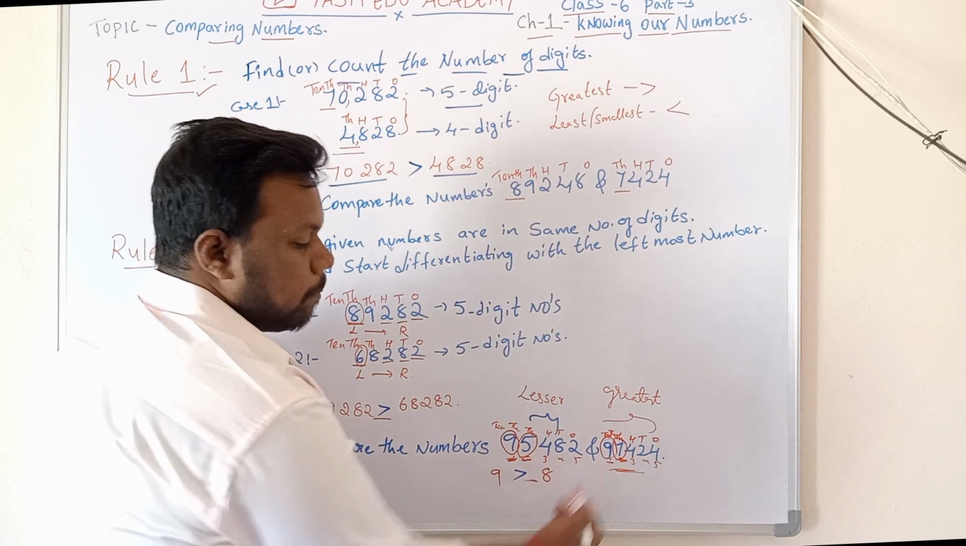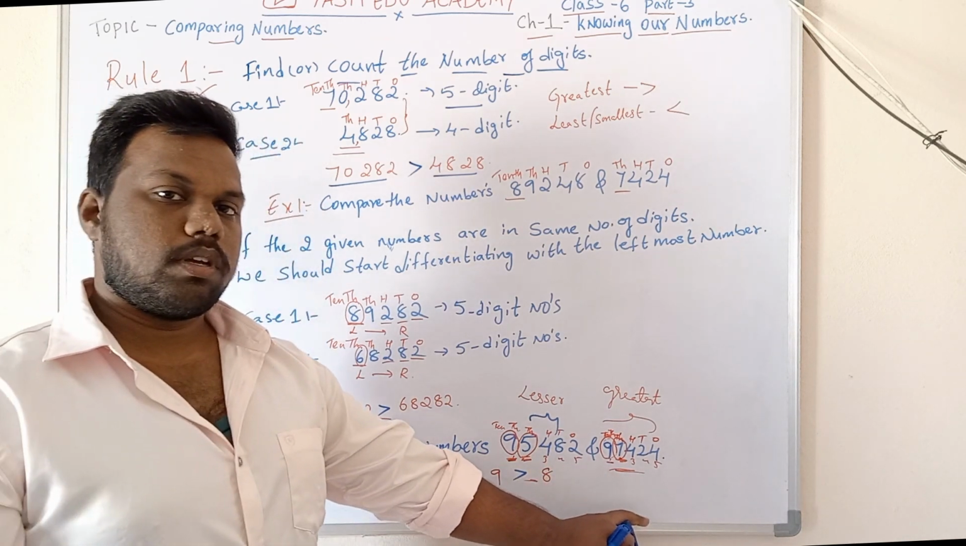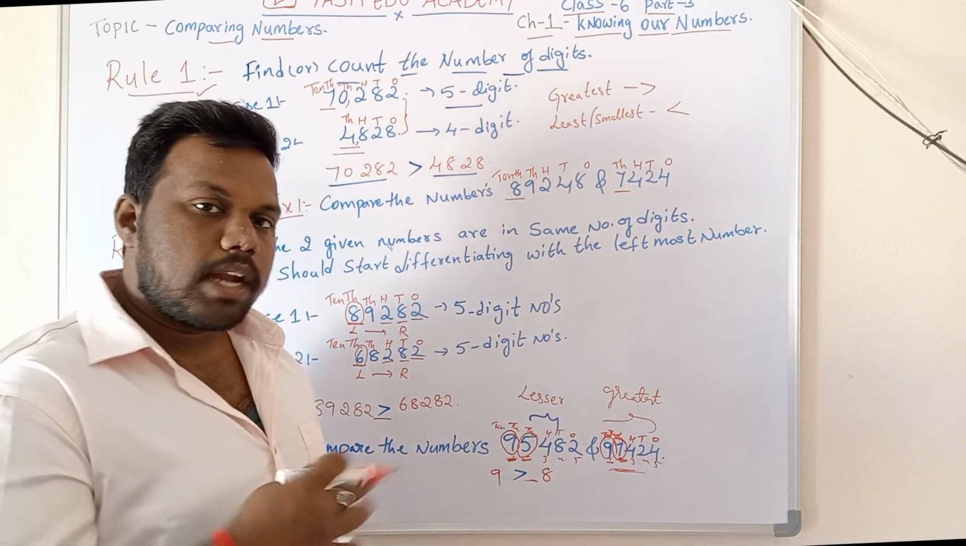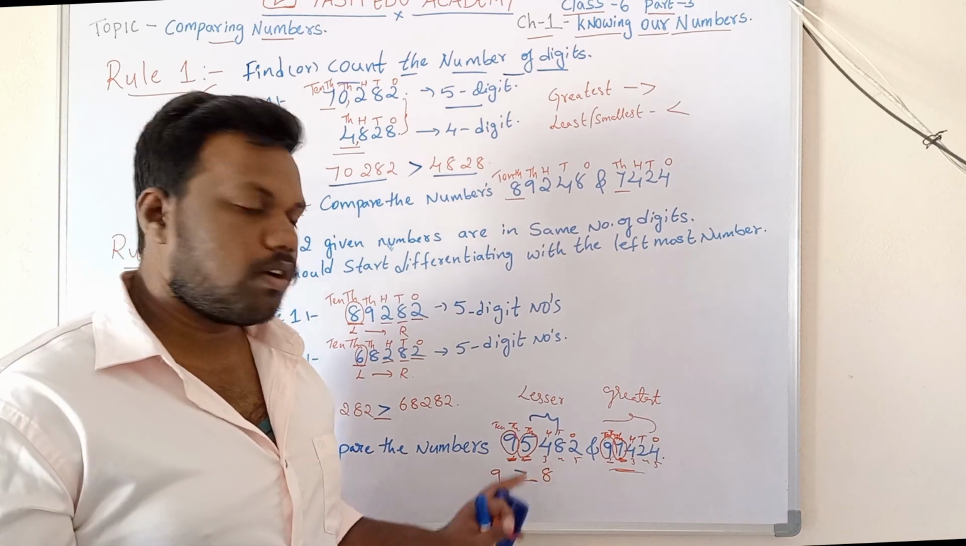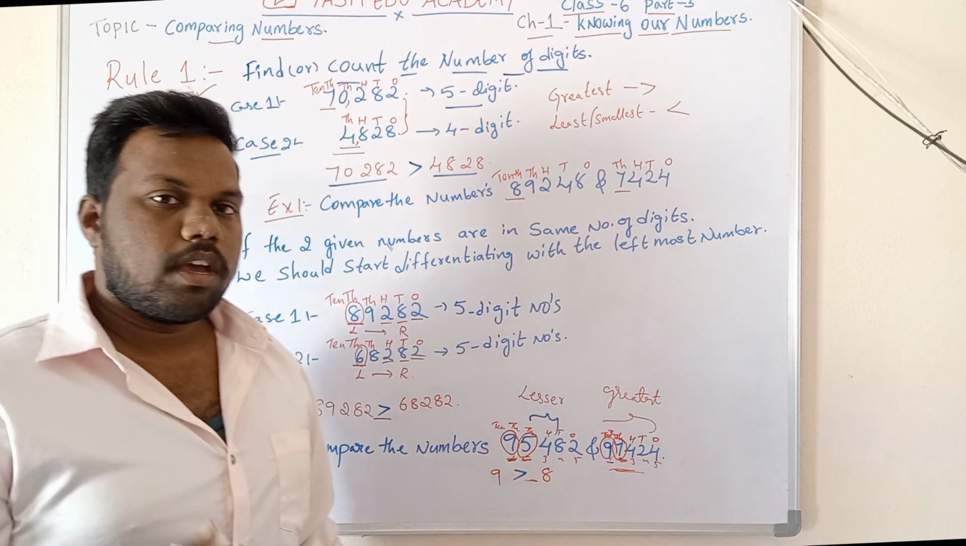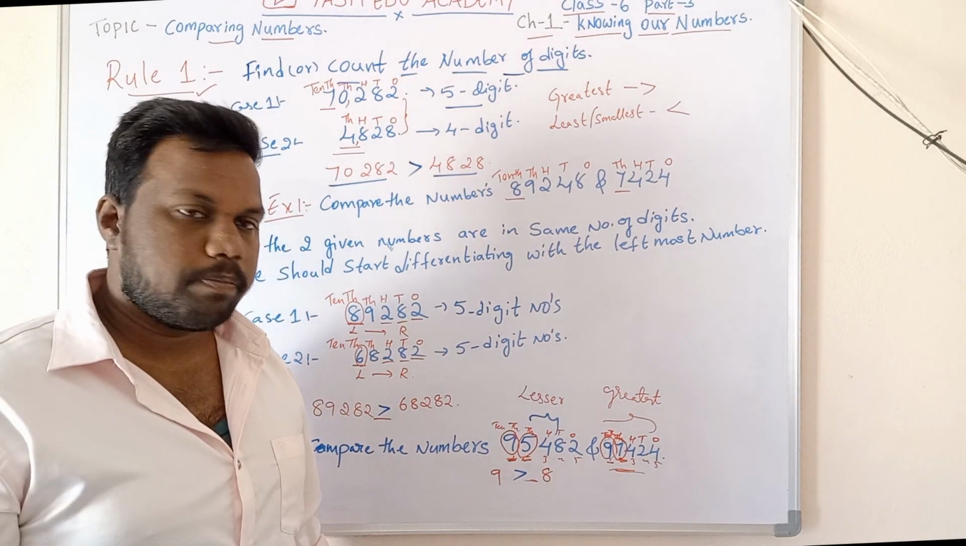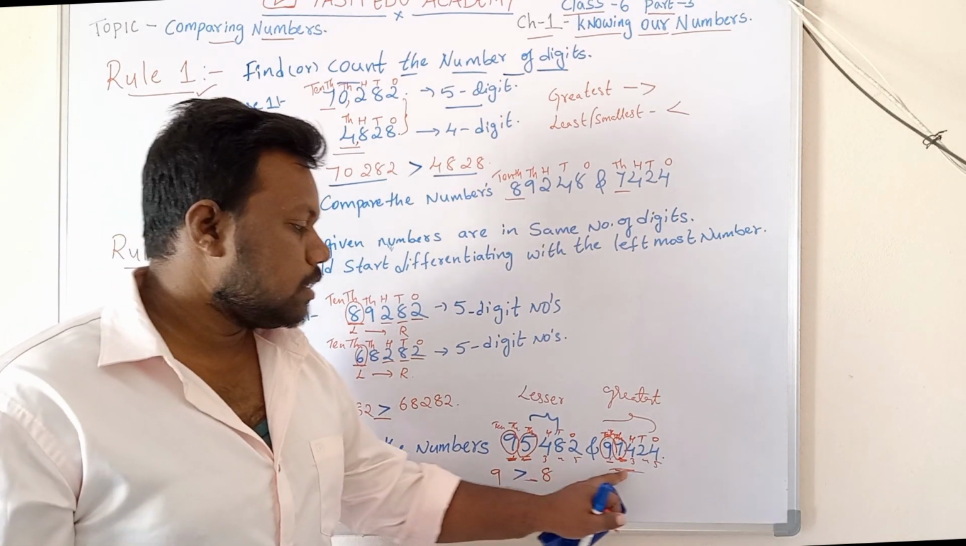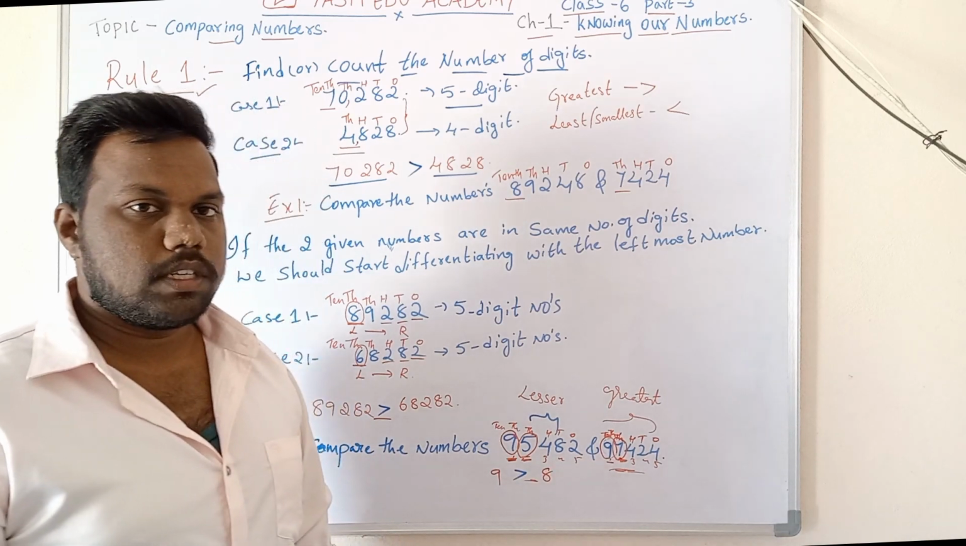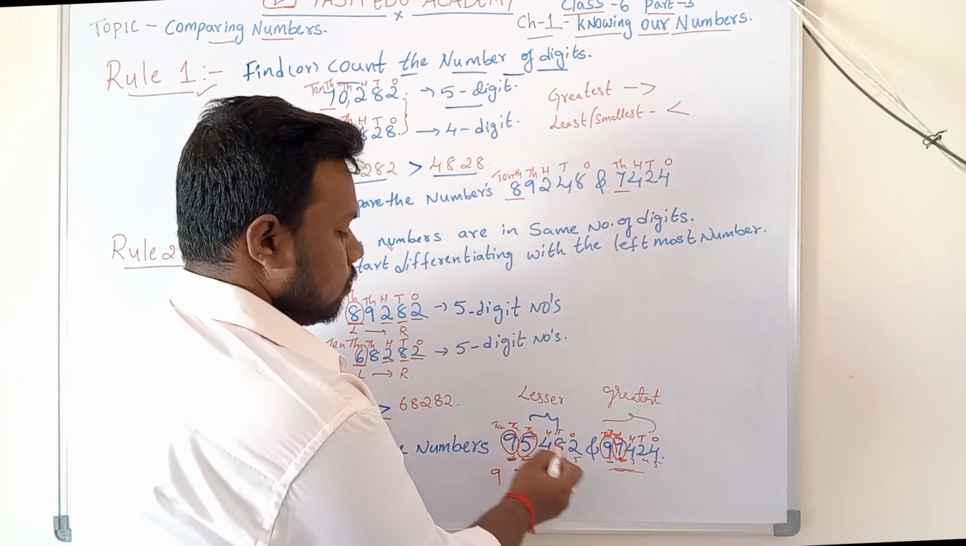If the first digit of the two given numbers varies, then we can easily find out from the leftmost digit. If the first digits of the two numbers are the same, then we should compare the second place of the given numbers, by the place value.